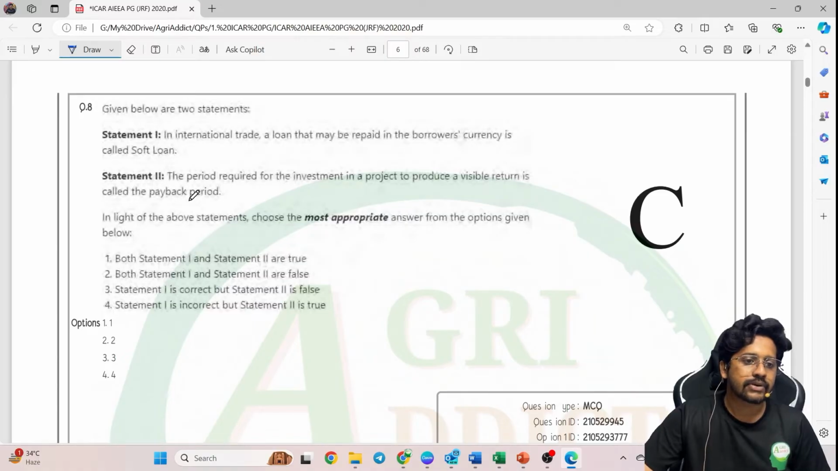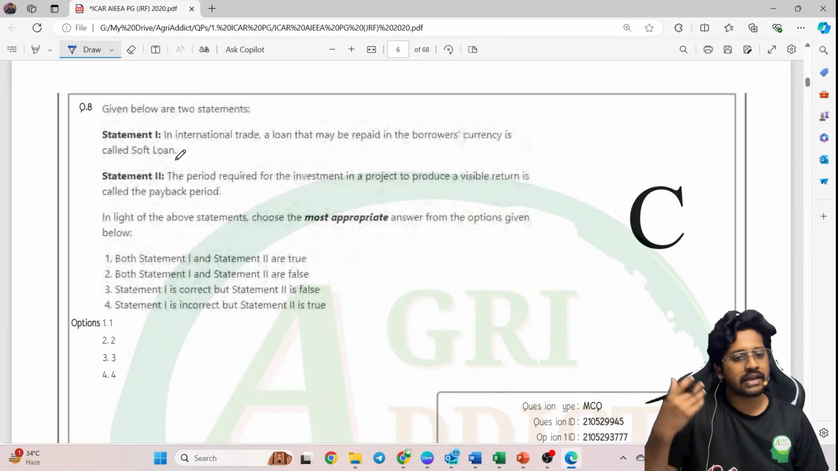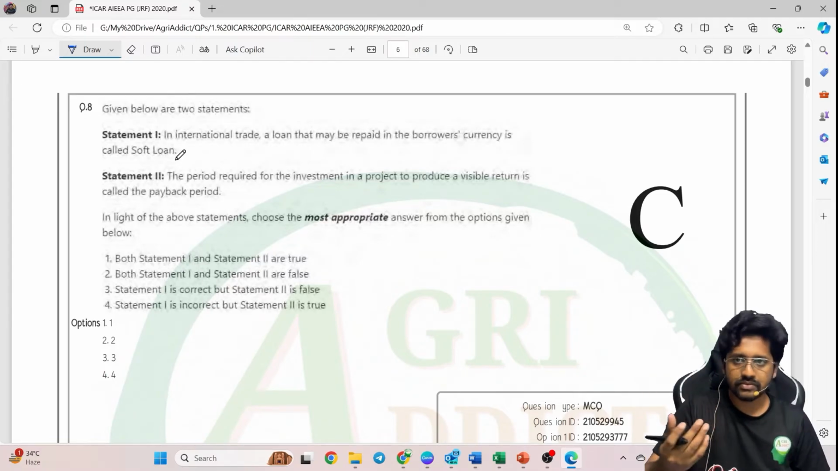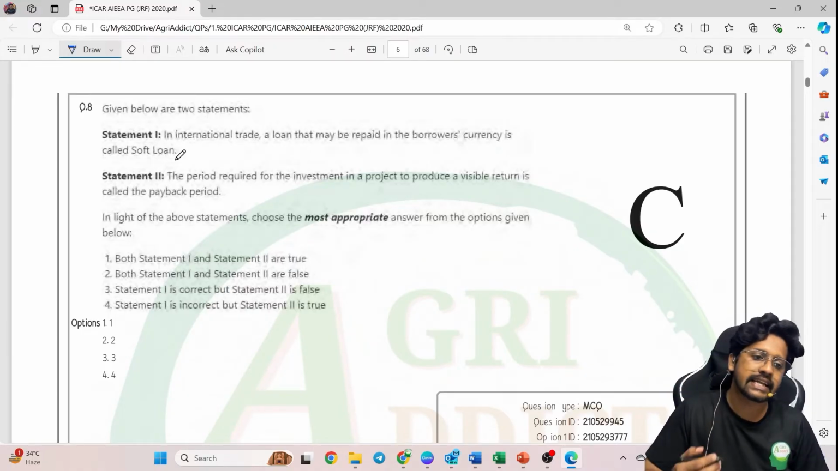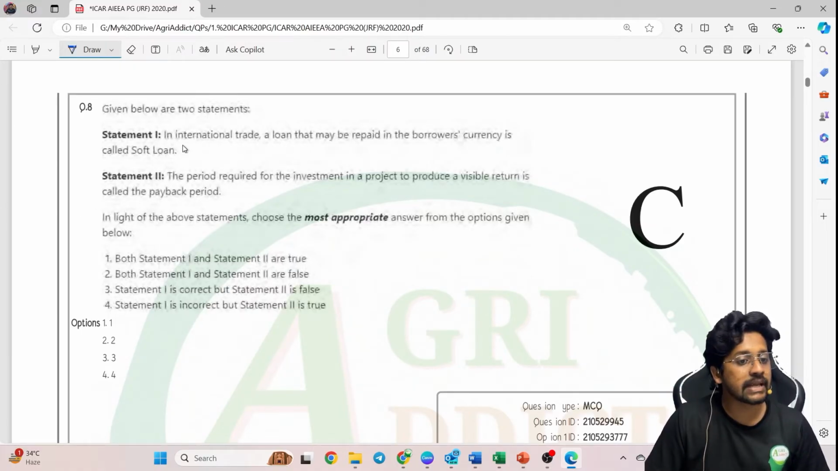Another question, it's a statement question. Statement 1 goes like this: in international trade, a loan that may be repaid in the borrower's currency is called a soft loan, which is actually the definition of the soft loan. In international trade, a loan taken from international institutions or from other countries, where the country repays in the borrower's currency, is called a soft loan. So statement 1 is correct.